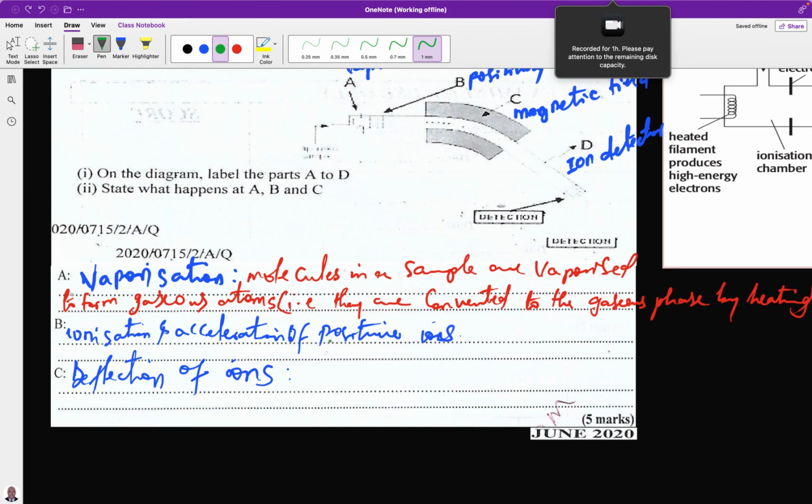There's vaporization there to gaseous atoms. Then there's ionization and acceleration, converting the gaseous atoms to positively charged ions and accelerating them. The acceleration is based on the mass and the charge of the positively charged ions.